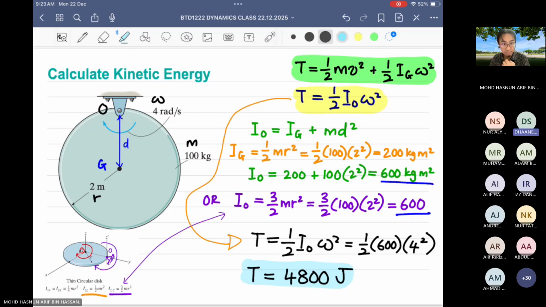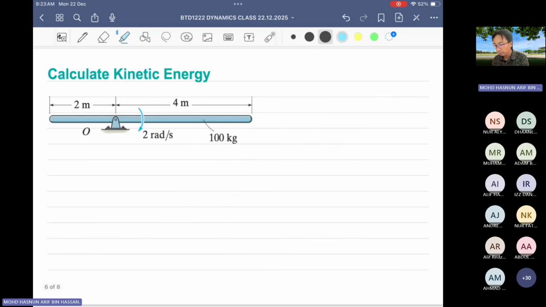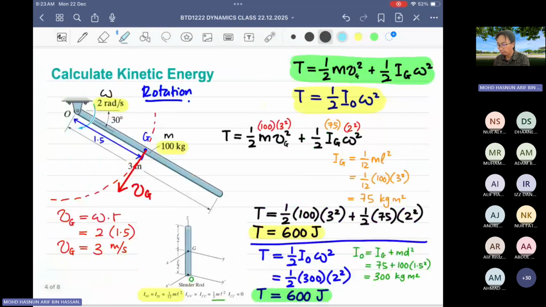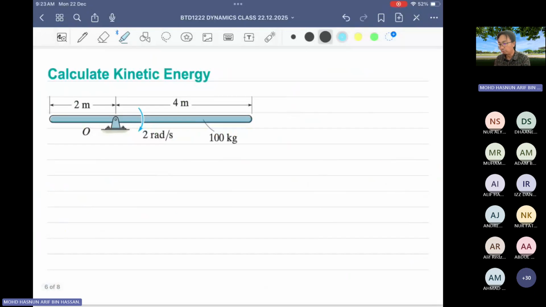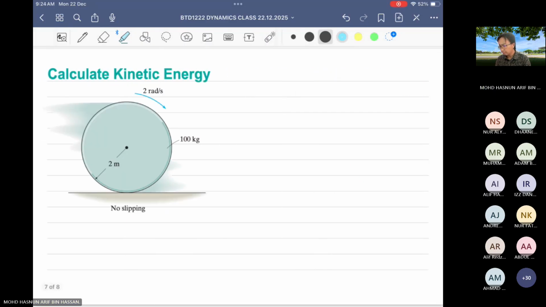No, sir. All right. So if there's no question, let's move on. I will skip this one because it is the same as the rod that we had before. Only the placement of point O is slightly different, but the calculation is the same. Let's move on to this one.